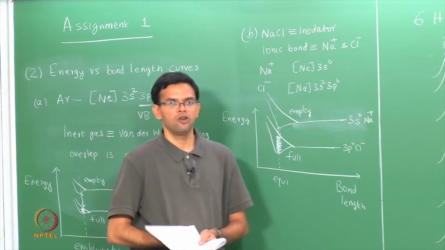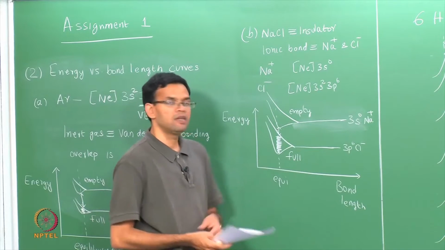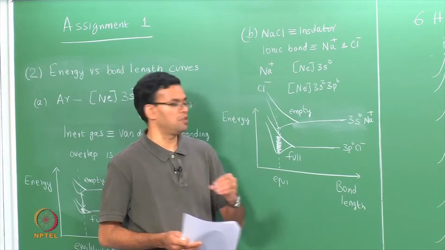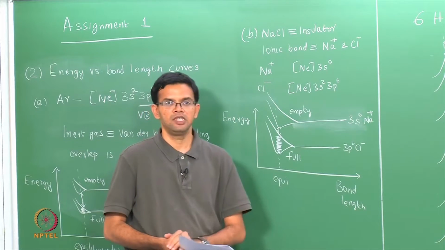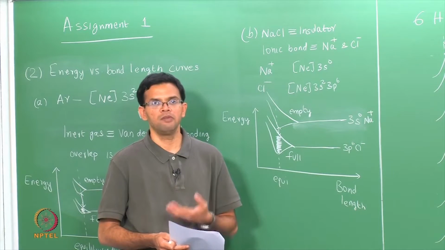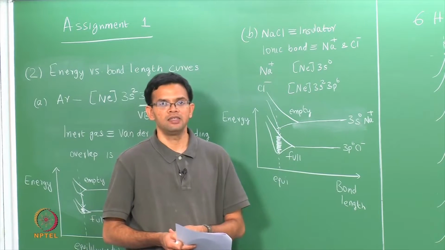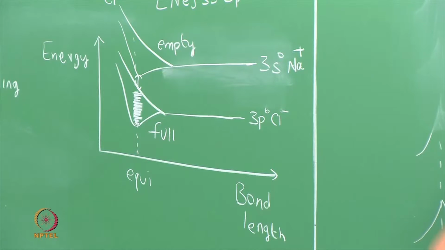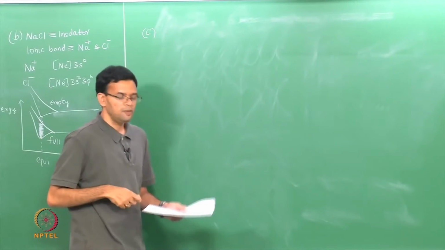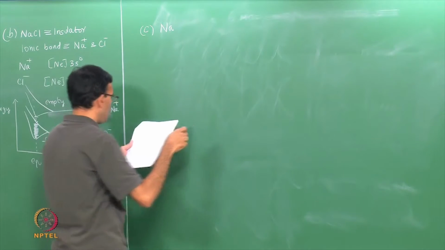So, both sodium chloride and argon are essentially insulators, and the way we depict them in your energy versus bond length diagram is to show a gap between a filled state and an empty state. The next two are essentially metals. You have sodium and magnesium, and we have to show an overlap between the valence and the conduction band. So, in C we will look at sodium. Now we have sodium, that is a metal.